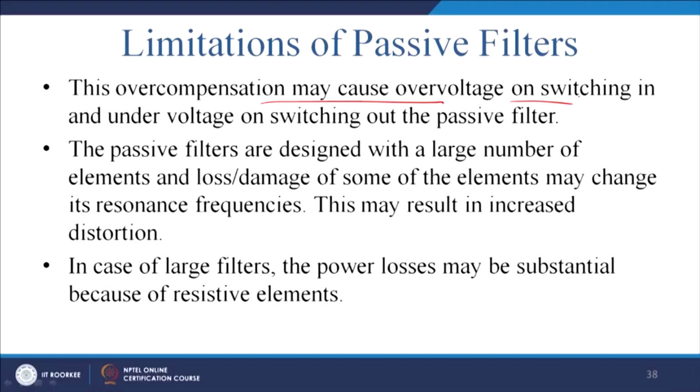Overvoltage on switching in and undervoltage on switching out of the passive filters. What happens? The overcompensation may cause overvoltage on switching on. Once you switch on this nonlinear load, you have to switch on these passive filters also, which will jump up the voltage, and once you withdraw, there will be undervoltage on switching off the passive filter. So, voltage switching will take place due to that overcompensation. The passive filters are designed with a large number of elements, because you have seen the capacitor bank, I have shown you some pictures of a real capacitor bank, and it occupies a huge place itself. That is also a good amount of real estate cost.